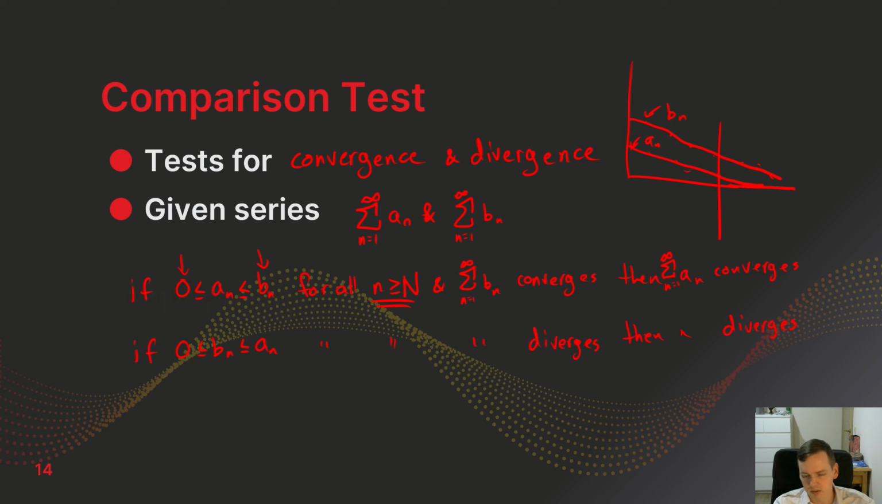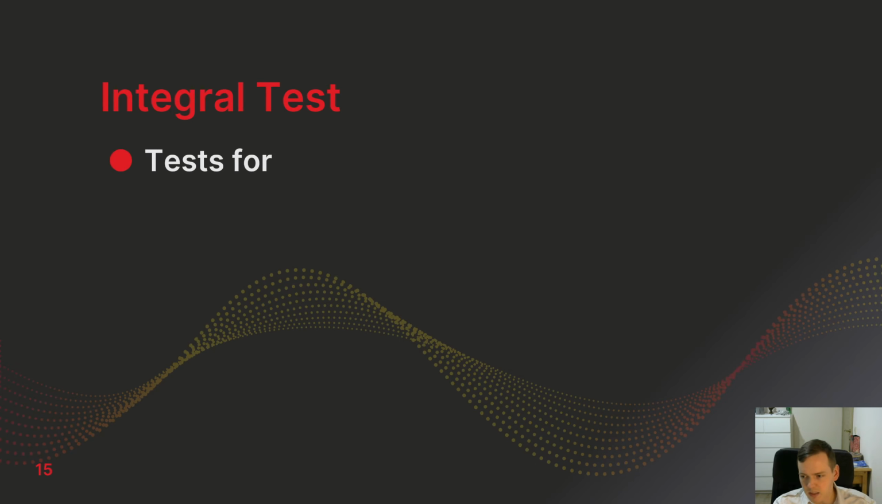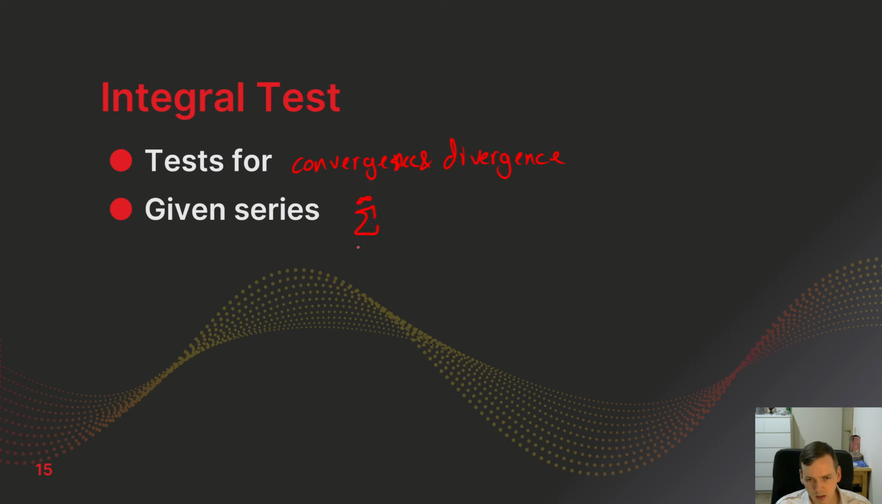And those are the conditions. So I'll just leave that up there like that for you. Next, the integral test. This one tests for convergence and divergence. If you're given some series, the sum from n equals 1 of a sub n, and f of x. So this is just some arbitrary function.